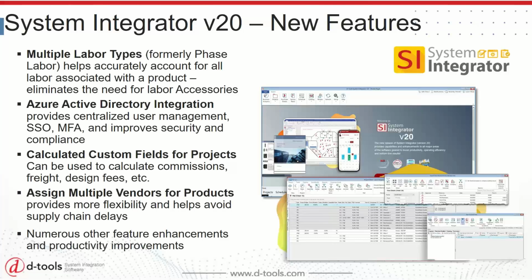You can also now assign multiple vendors for products in your catalog. This helps because if your preferred vendor is out of a product, it allows you to quickly assign another vendor in case there are supply chain issues or products are not available. It really just helps save time if you run into an issue with your preferred vendor.